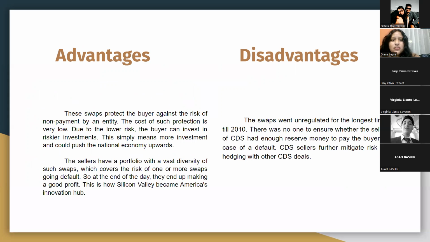In advantage, this swap protects the buyer against the risk of non-payment by an entity. The cost of such protection is very low. Due to the lower risk, the buyer can invest in riskier investments. This simply means more investment and could push the national economy upward. The seller has a portfolio with a vast diversity of such swaps, which cover the risk of one more swap going default. So at the end of the day, they are making a good profit.